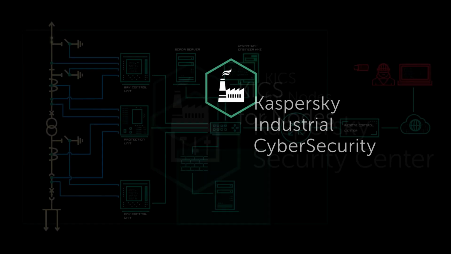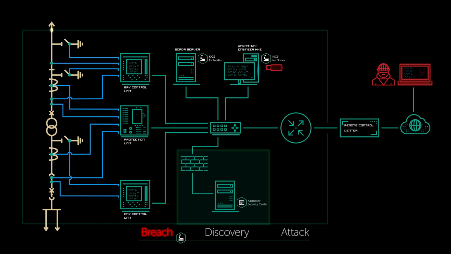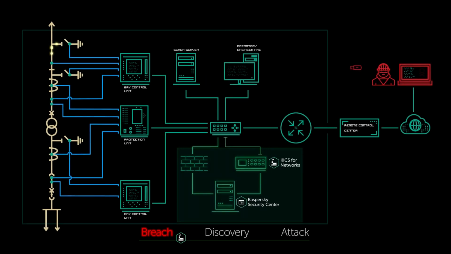Now you will see how KICS can prevent these malicious attempts at the first stage. A properly configured KICS for Nodes blocks the threat and notifies Kaspersky Security Center about the security incident. Let's assume there is no KICS for Nodes installed, only KICS for Networks. KICS for Networks will detect all unauthorized network communications and immediately notify Kaspersky Security Center about the security incident, so a security officer can properly respond to the attempted breach.